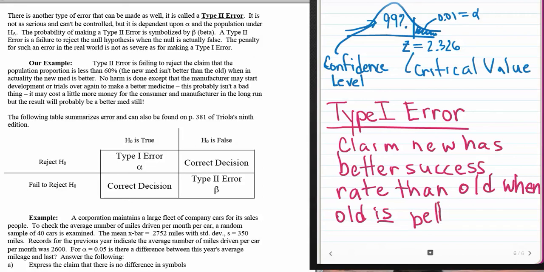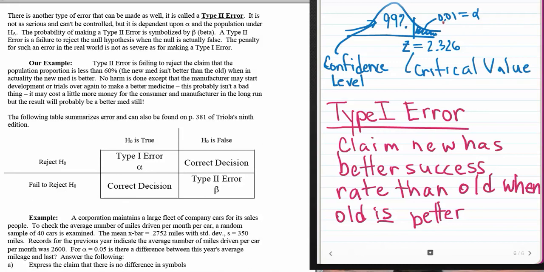So what's wrong with that? Well, let's just think about this medicine. Let's say this medicine is something that cures a disease that will kill you. We have now said this new medicine is going to cure you more often than the old medicine. So now we start prescribing this to people, and more people are going to die than they did when they were taking the old medicine. We just did a great disservice to people. We killed them off, basically. And that's not good, right? So we want to avoid making that type of error as much as possible.